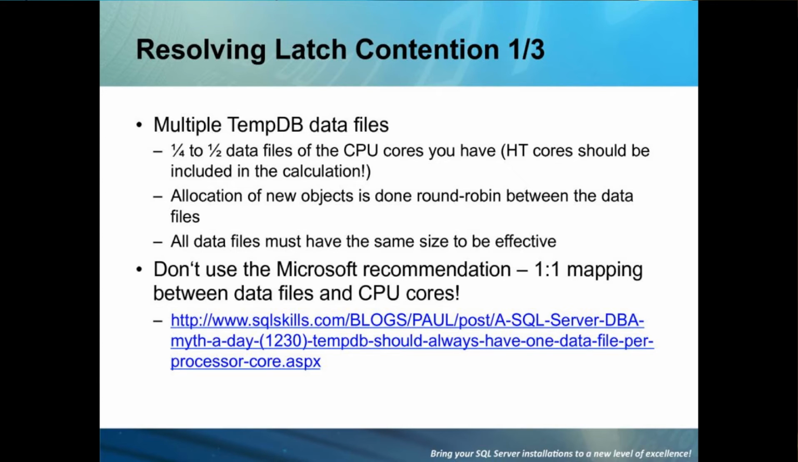Microsoft made the recommendation in the last millennium that we should have a one-to-one mapping between CPU cores and data files. This doesn't work anymore because we can have servers with 256 or even 512 cores, so it doesn't really make sense anymore. As a good estimation, you should have around 1/4 to 1/2 as many data files as you have CPU cores. But you really have to benchmark it with a baseline. You know that word from yesterday, baseline. You have to benchmark in which scenario your TempDb performs best.